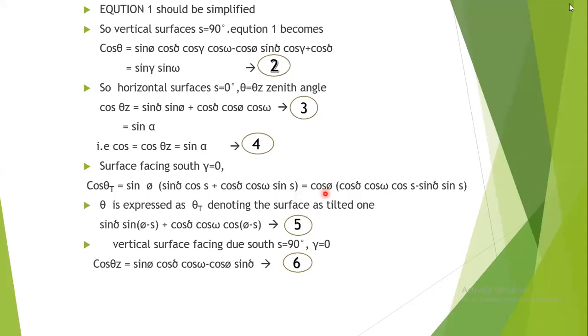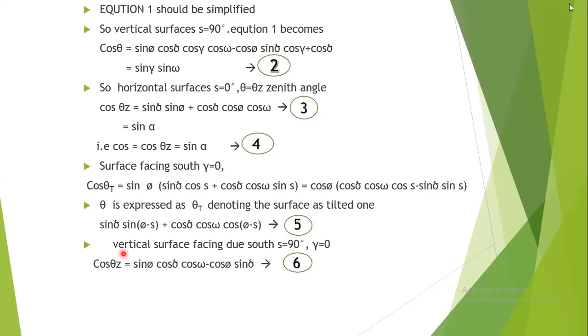So simplifying the equation, we are getting cos phi multiplied by cos xi, cos omega, cos s minus sin xi, sin s. Here theta is expressed as theta t, which is the denotation of the tilted surface. If you are taking the tilted surface, we put the suffix t, so theta becomes theta t. So finally, theta t is equal to sin xi, sin (phi minus s) plus cos xi, cos omega, cos (phi minus s). Treating this as the fifth equation.